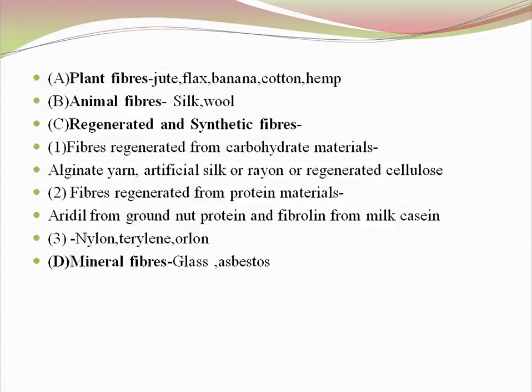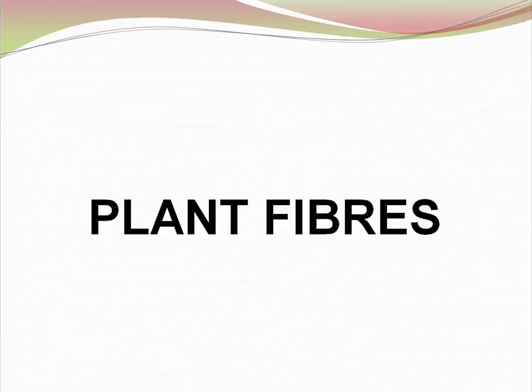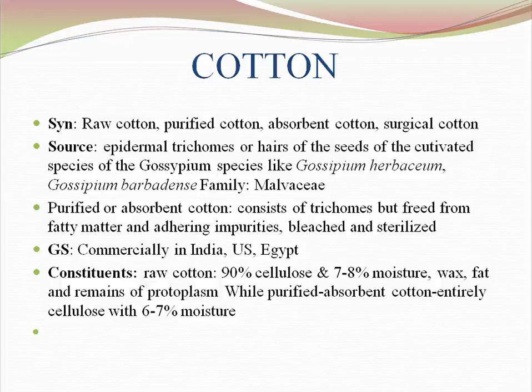Okay, cotton and jute are some of the examples of plant fiber. Silk and wool of animal fiber. Nylon, terylene, and rayon, synthetic or resinated fiber. Then glass and asbestos of mineral fiber. So I have divided my slide into three different categories. First we'll learn about the plant fibers. So first one is cotton fiber.